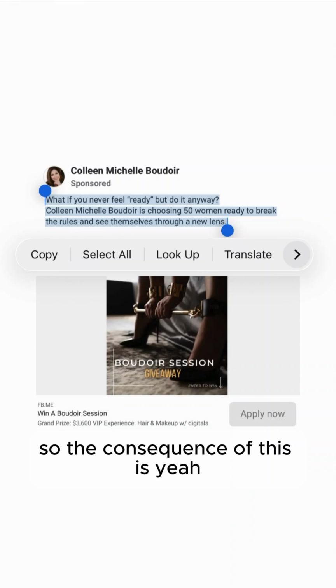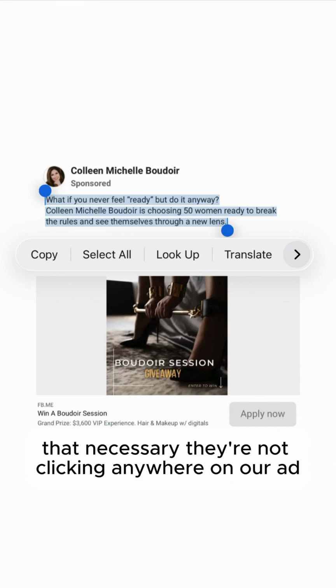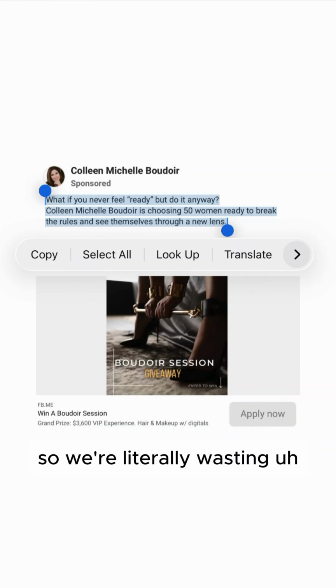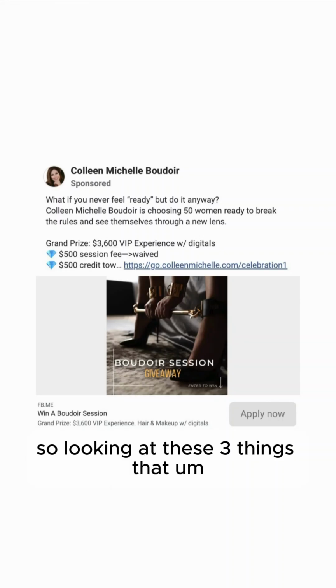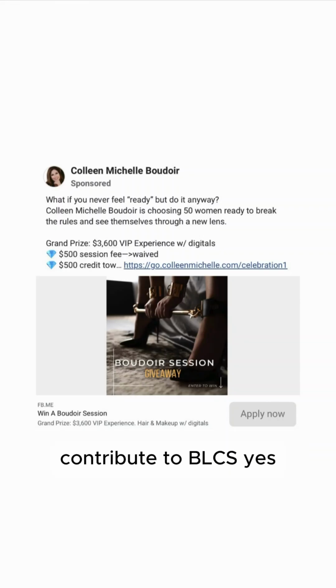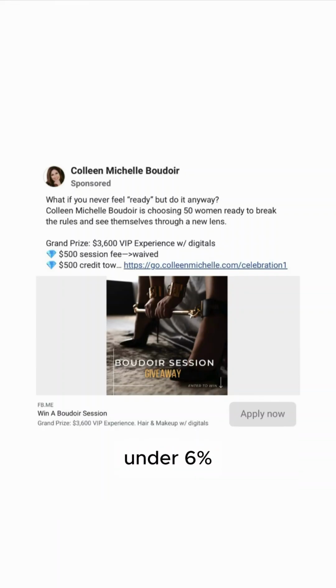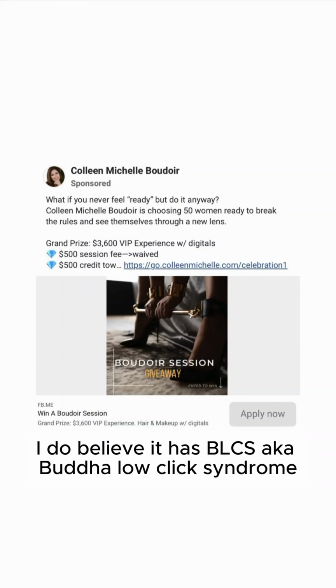So the consequence of this is way more women scrolling by our Boudoir Facebook ad than necessary. They're not clicking anywhere on our ad. Our ad's not entering their brain. So we're literally wasting all that ad spend. Looking at these three things that contribute to BLCS, yes, I do believe this Boudoir Facebook ad has a unique CTRL under 6%. Therefore, yes, I do believe it has BLCS, aka Boudoir low click syndrome.